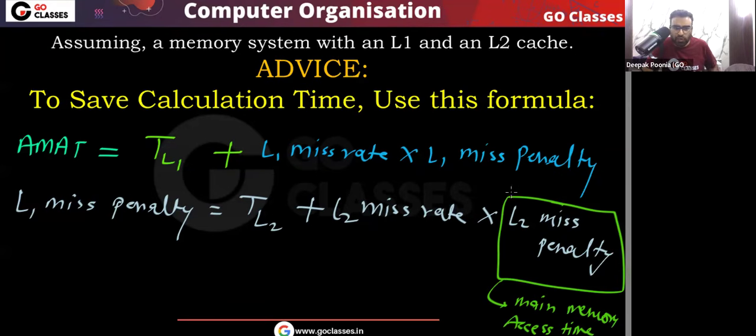That's it. This is the formula you have to use every time to save calculation time. Of course, if you want, you can use the other way of writing the same formula. But when you do the calculation, that other way of writing the average memory access time formula will take a lot of time, because when you simplify it, you will get this formula. So to save calculation time, always use this formula. I hope you understood this.